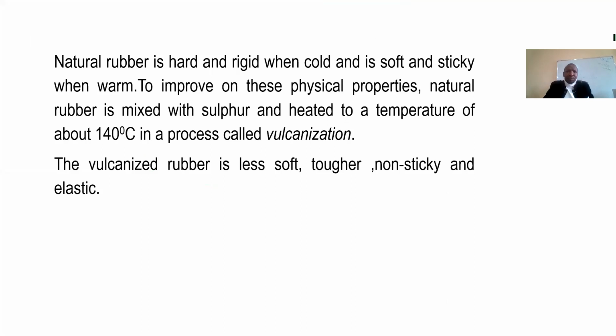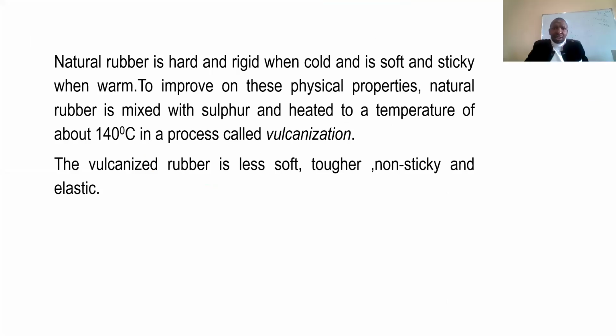So natural rubber is hard and rigid when cold and is soft and sticky when warm. To improve on these physical properties, natural rubber is mixed with sulfur and heated to a temperature of 140 in a process called vulcanization. You studied that under sulfur and its compounds. So the vulcanized rubber is less soft, tougher, non-sticky and elastic. So that is the vulcanized rubber.